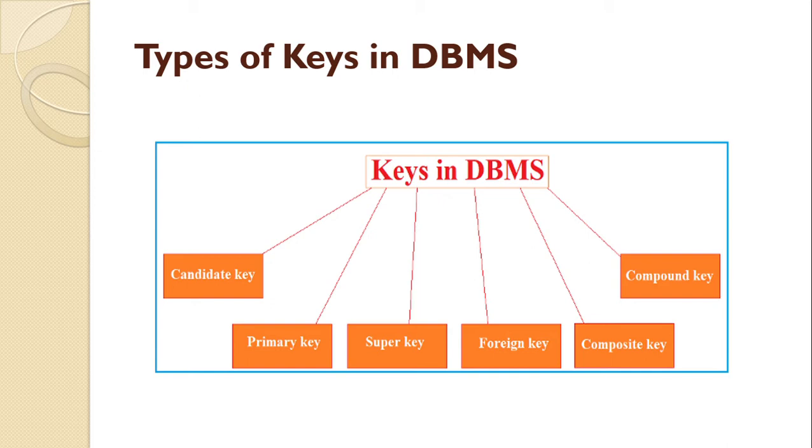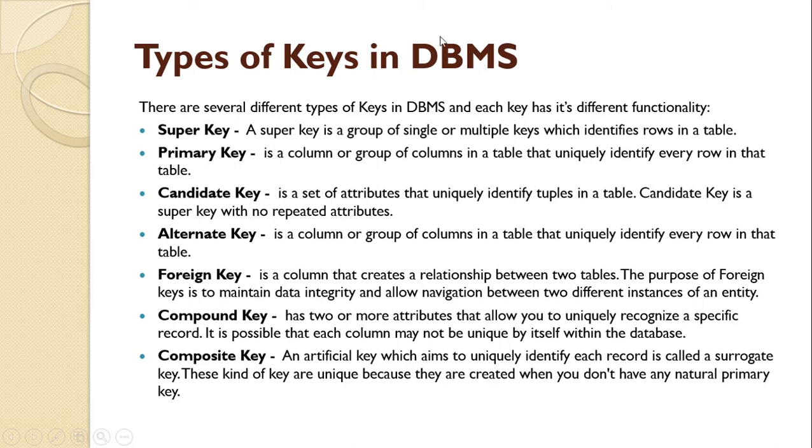Now, types of keys in DBMS. There are several types of keys in DBMS. First one is the candidate key, and the important ones are primary key, super key, foreign key, composite key, compound key, alternate key, etc. Now, what are these types of keys? We will have a brief discussion about these keys, and then we will discuss only those keys which are in our syllabus.